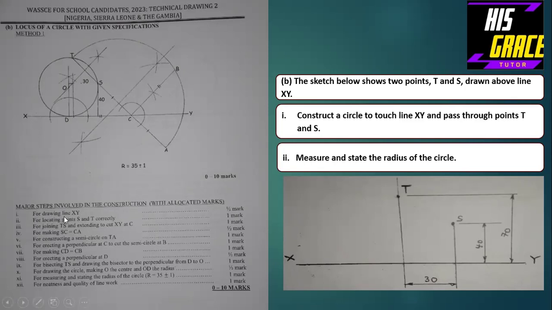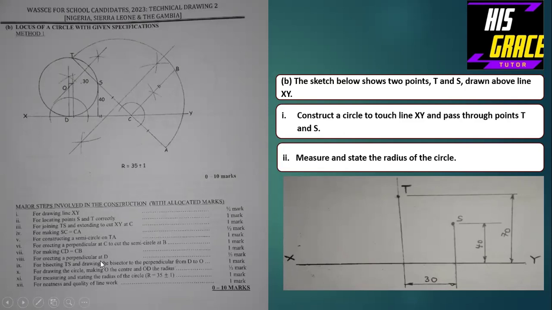For drawing line XY, half mark. For locating points S and T correctly, 1 mark. For joining TS and extending to cut XY at C, 1 mark. For making SC equal to CA, half mark. For constructing a semicircle on TA, 1 mark. For erecting a perpendicular at C to cut the semicircle at B, 1 mark. Then for making CD equal to CB, 1 mark.